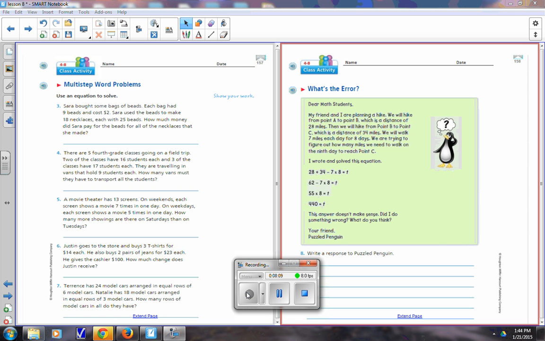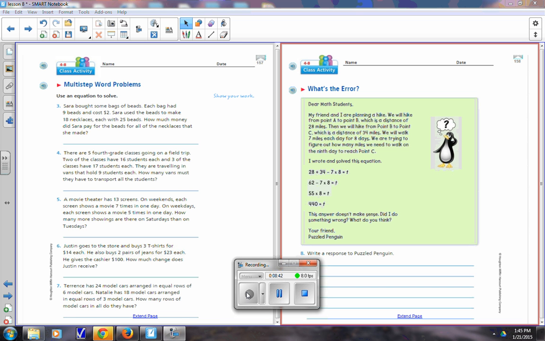I will do 3 of these. I'll set them up. You'll give me the answers, and then the other 2 you will put into the Google form. So number 3 is Sarah bought some bags of beads. Each bag had 9 beads and cost $2. Sarah used the beads to make 18 necklaces, each with 25 beads. How much money did Sarah pay for the beads for all of the necklaces that she made?